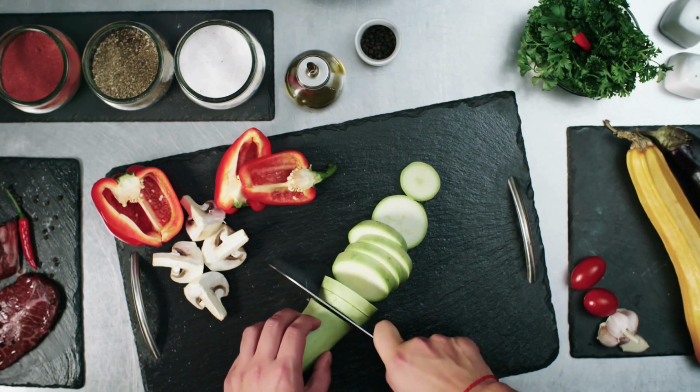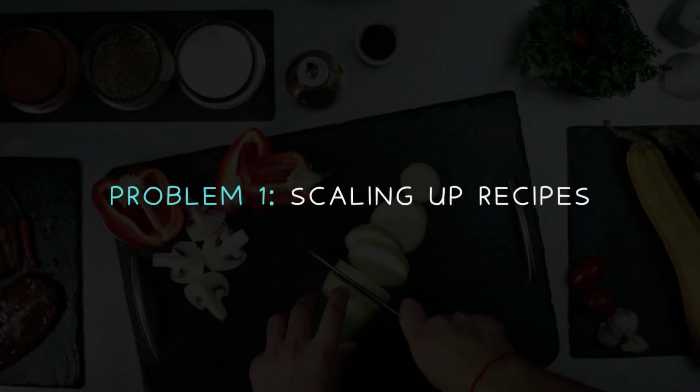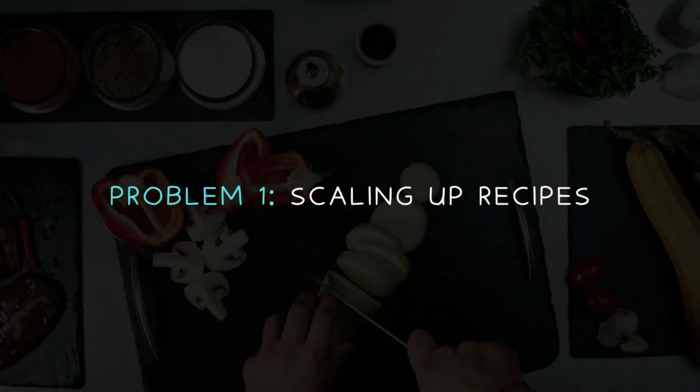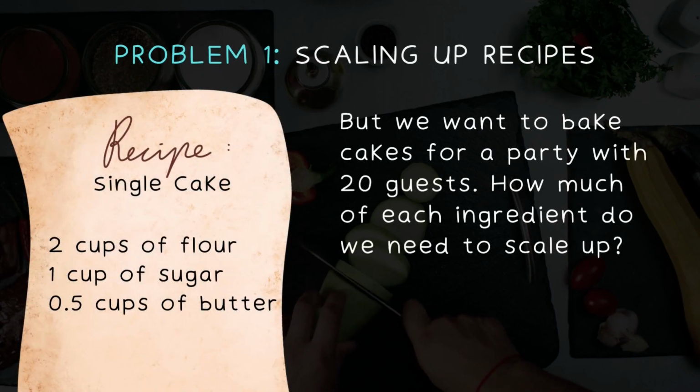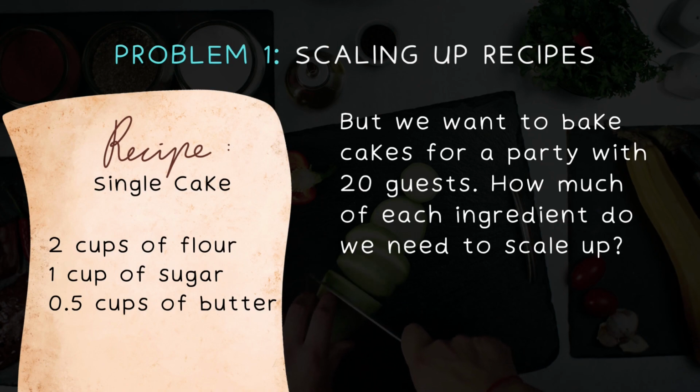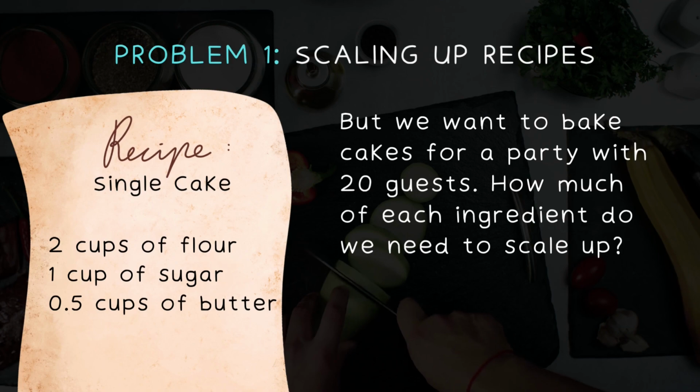Problem number 1, scaling up recipes. Let's say we have a recipe for a single cake that requires 2 cups of flour, 1 cup of sugar, and 0.5 cups of butter. But we want to bake cakes for a party with 20 guests. How much of each ingredient do we need to scale up?